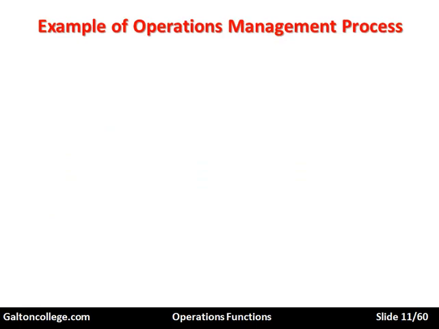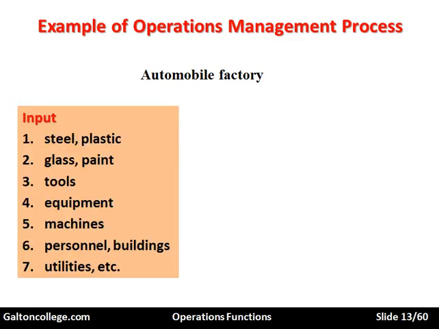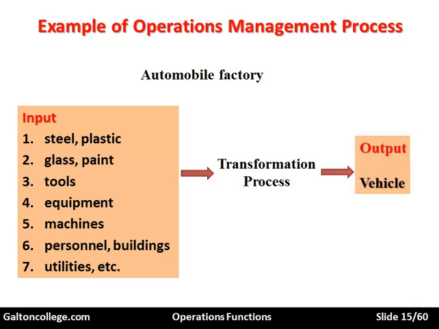Now, an example of an operations management process, well, let's say a car factory or an automobile factory. We have different inputs: steel, plastic, glass, paint, tools, equipment, machines, personnel, buildings, utilities, and so on. We can list out whatever is required to make a car. And then we have the transformation process, and at the other end we get the vehicle. So it's quite straightforward. Well, at least this little diagram makes it look very straightforward. In fact, it's a very complex process, as you can imagine.